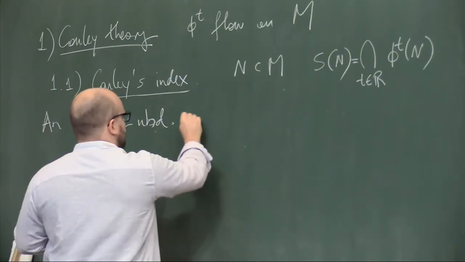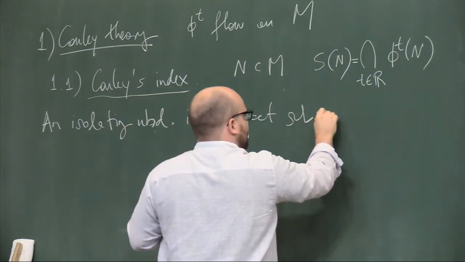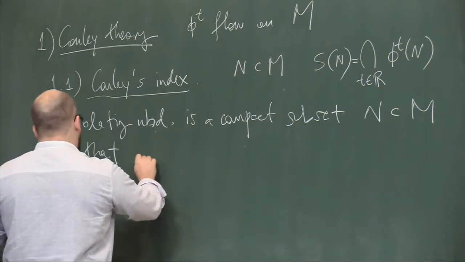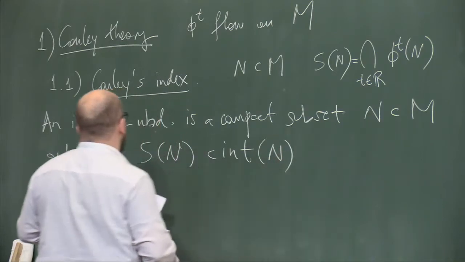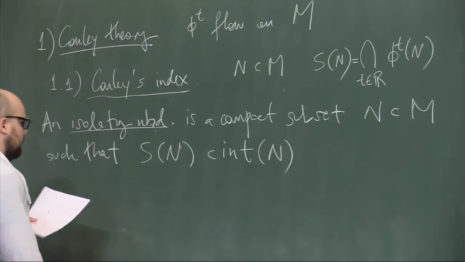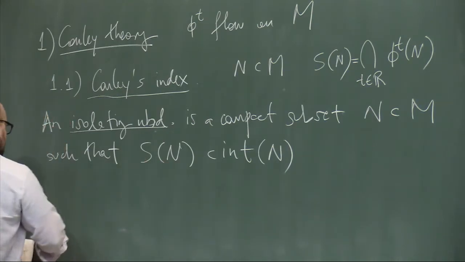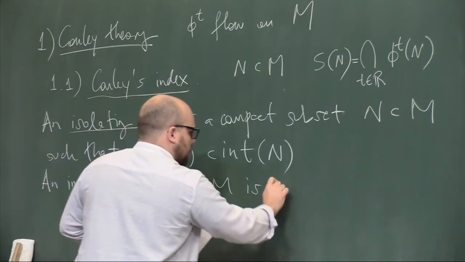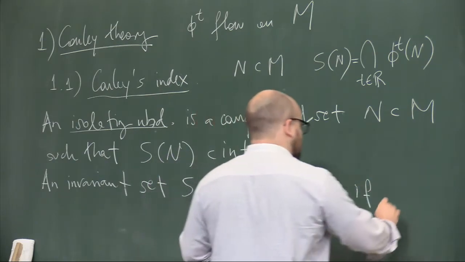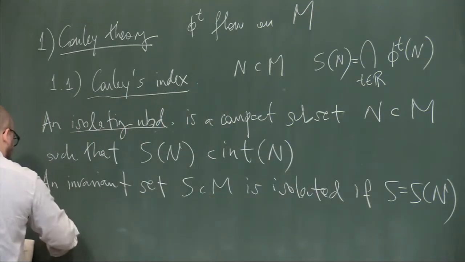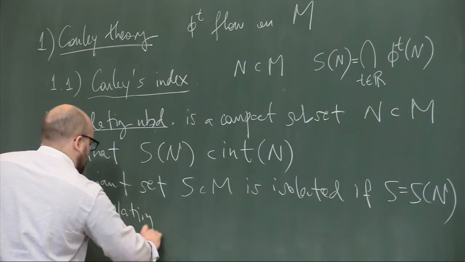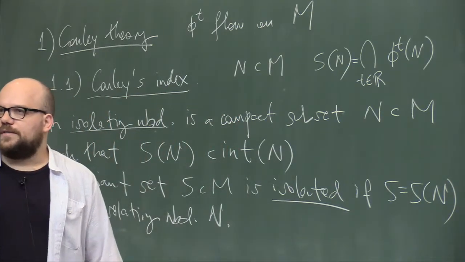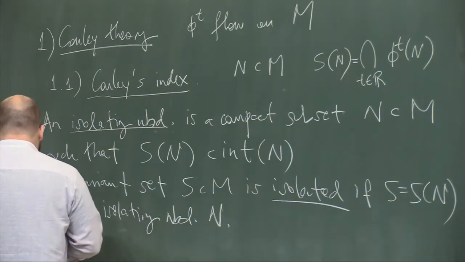An isolating neighborhood is a compact subset N such that the maximal invariant set is contained in the interior of N. So that's the notion of isolation. In this case, this invariant set is said to be isolated. So an invariant set S is isolated if S equals S(N) for some isolating neighborhood. Okay? So what's a typical example? A typical example is an isolated critical point, say a non-degenerate critical point of a gradient flow.